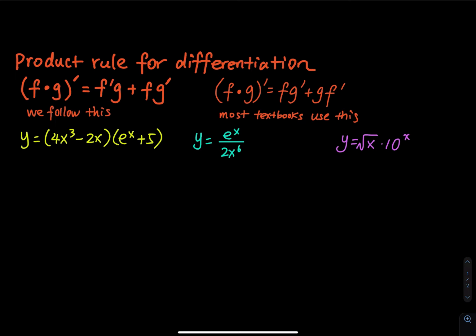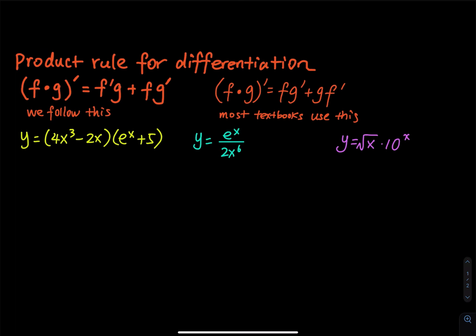And then there is another version. So that is f times g, the product of two functions. We are taking the derivative of that, which equals fg prime plus gf prime. I have used like 6 different calculus books so far. Most of the textbooks use this. So most of the textbooks, when they mention the product rule, will mention fg prime plus gf prime. And only one of the textbooks uses f prime g plus fg prime.